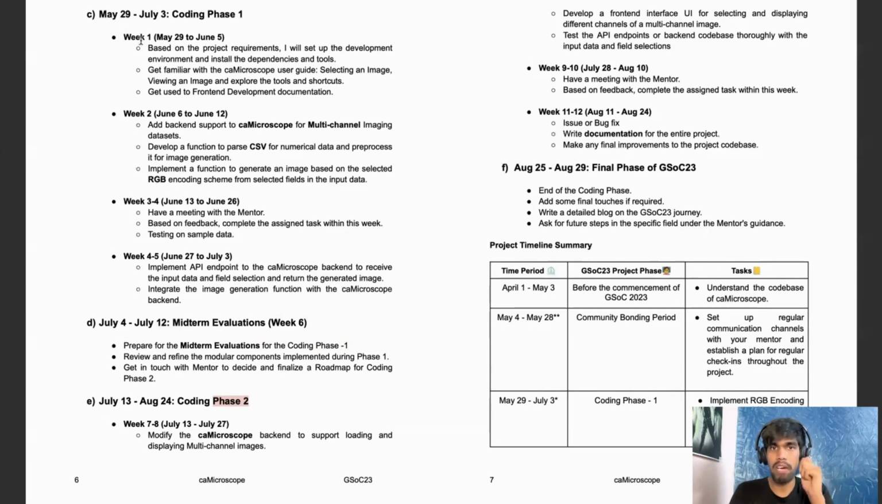It's better to have one meet every week, if not 2 to 3 meets every month. And there are also people who have done one meet every day. That is well and good, but it's recommended to have at least 3 to 4 meets in a month, which is a fair number. And then starts your coding phase two.